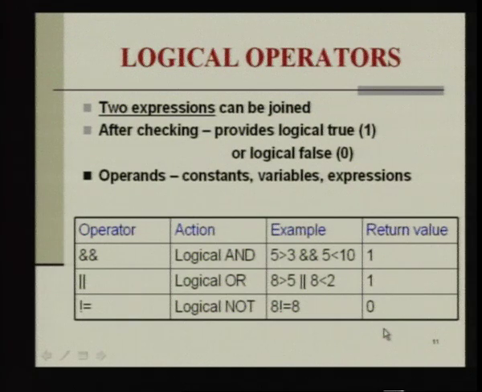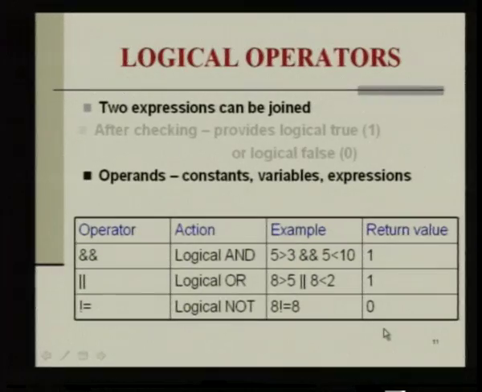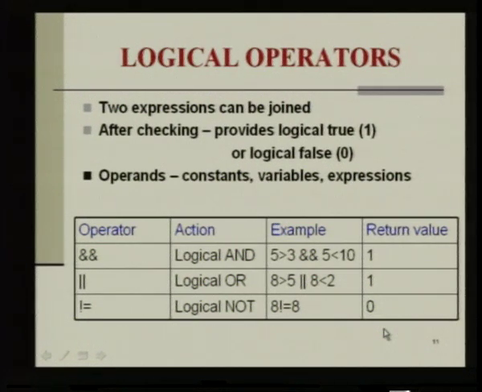Next, we move over to logical operators. Logical operators are used to join two expressions. So far we have been seeing whether one operand is less than the other or not. Now, if we want to have two sets of cases and get the result of whether both the cases have returned true, or at least one case is true, we go in for the logical operation. After checking the operation, it provides a logical true, that is 1, or logical false, that is 0. This is applicable to constants, variables as well as expressions.